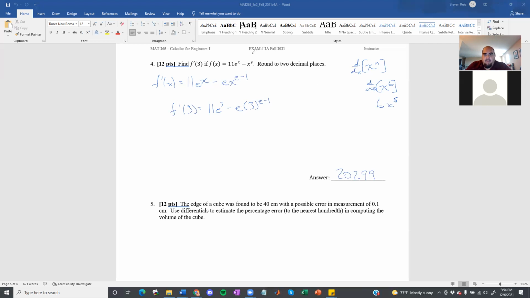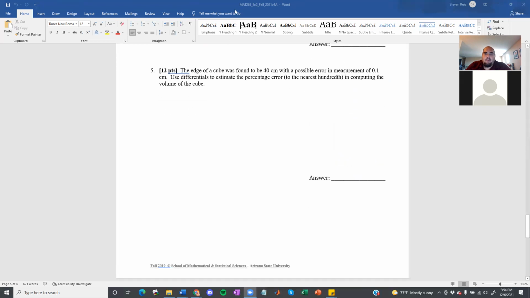Gotcha. Okay. So yeah, I mean, the powers aren't always going to be whole numbers or rational numbers. They might be something strange like the power of e, but as long as the exponent is constant, you can just apply power rule to it. Okay. Gotcha. That makes sense.